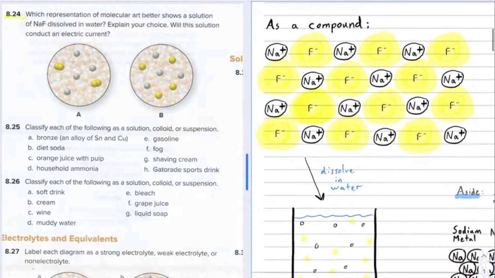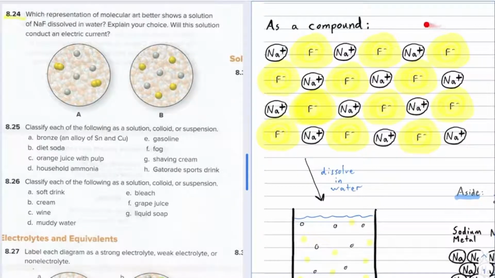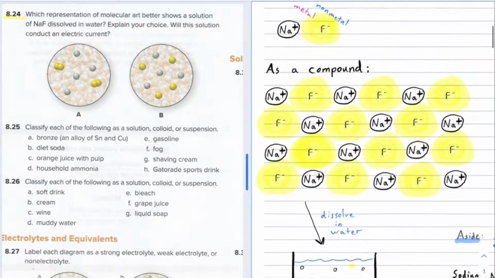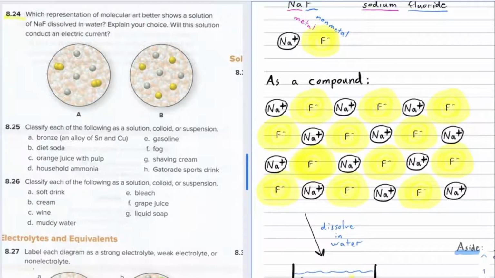So the compound itself, this is a little bit of extra stuff. We probably don't need it to really solve the problem, but we'll mention it anyway. The compound itself, in the solid form, looks something like this. It's a nice three-dimensional crystal structure, and for every sodium you have a fluoride, and the ions line up. They're alternating one after the other: positive, negative, positive, negative. The ratio is 1 to 1, and it goes in all directions.